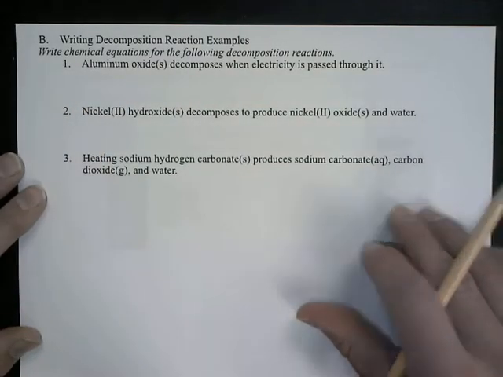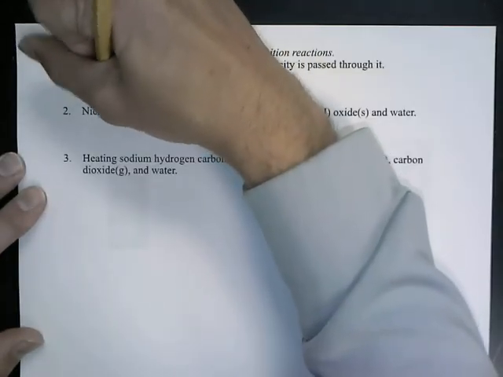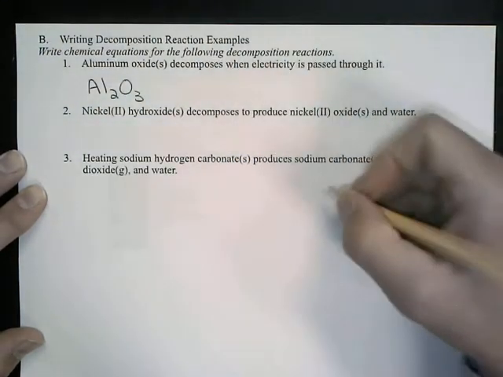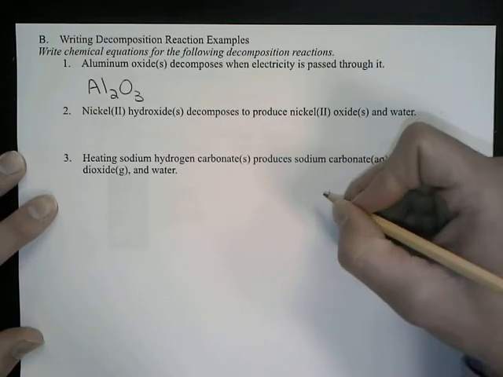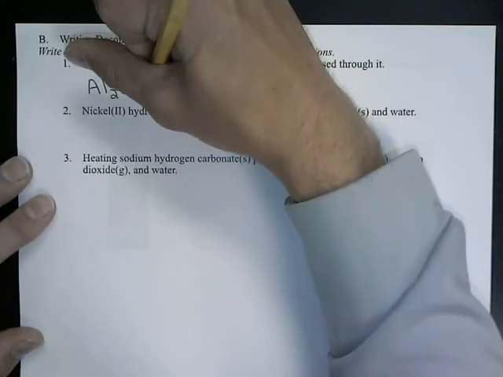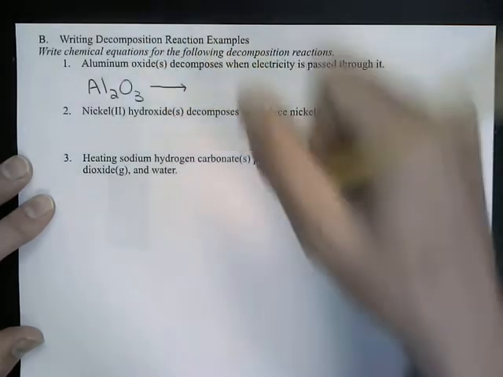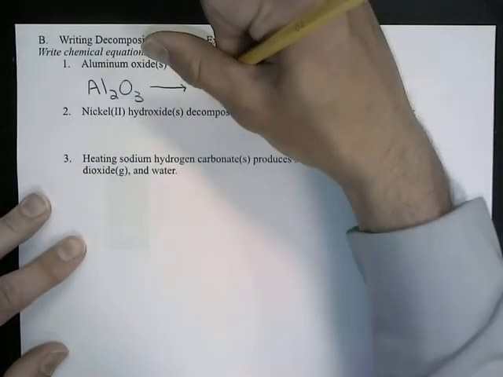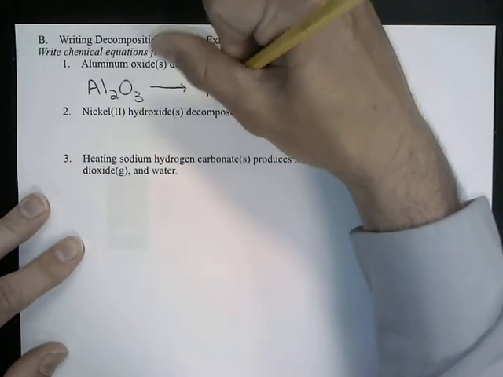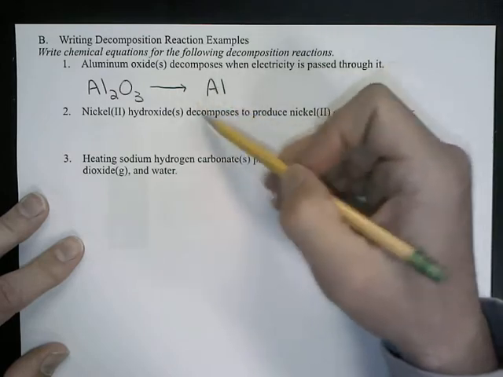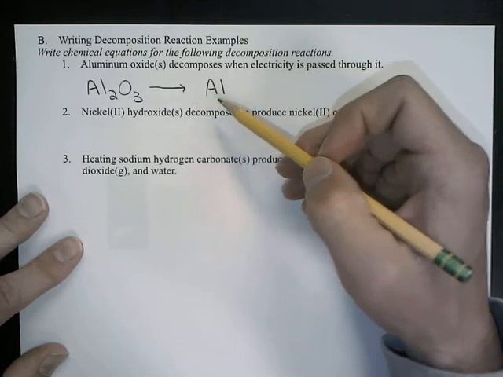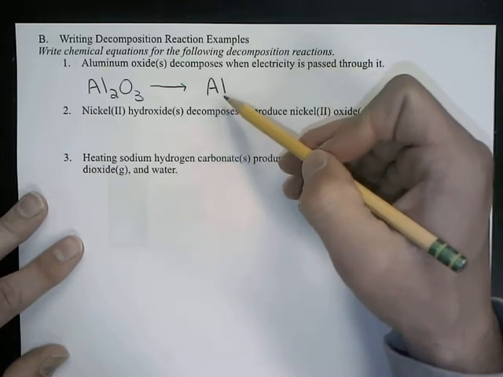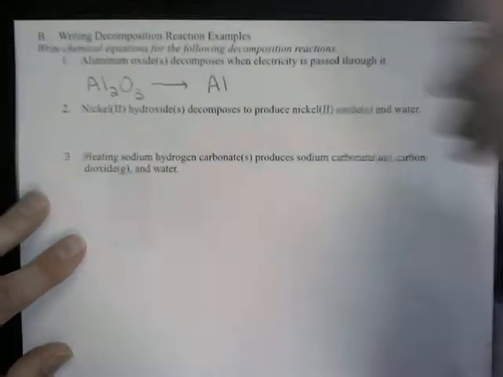We have aluminum oxide, which is an ionic compound. It forms Al2O3, and it says it is decomposing when electricity is passed through it. Okay, so what that means is we're going to split apart these elements. Okay, so what we have here is this, Al. Now, always check if you have a single element, is it diatomic? Meaning we need 2 of those elements when it's written by itself. Well, Al is not diatomic, so we can leave it as that.